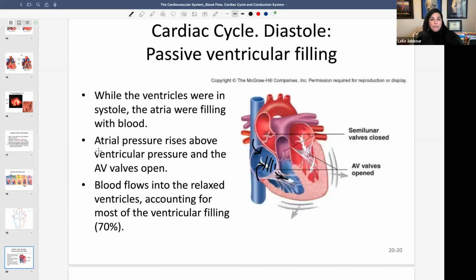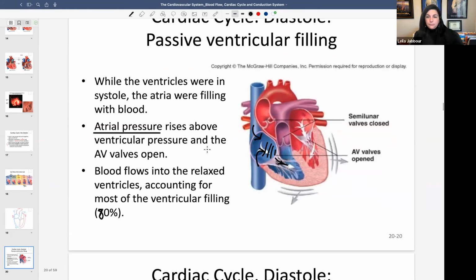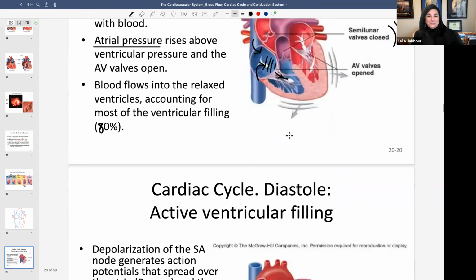The atrial pressure rises above the ventricular pressure. So there's more pressure above here than in the ventricles. So the blood flows into the relaxed ventricles, accounting for, we usually see 80. I just read in the textbook and other sources, it's usually 80. So AV valves open, semilunar valves are still closed because they have no business being open right now.